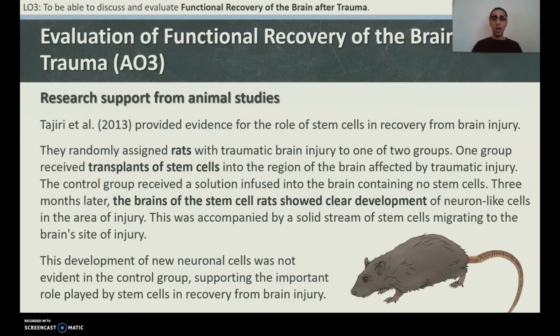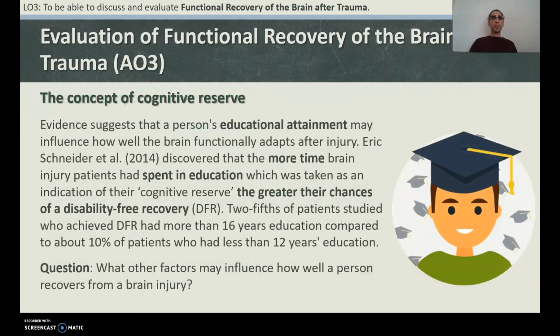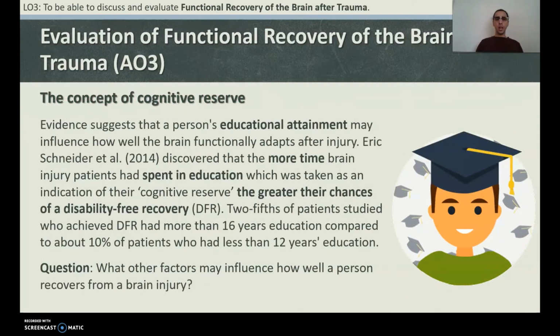Three months later, the brains of the stem cell rats showed clear development of neuron-like cells in the area of the injury. This was accompanied by a solid stream of stem cells migrating to the brain site of injury. This development of new neuronal cells was not evident in the control group, supporting the important role played by stem cells in recovery from brain injury. So, is this a strength or a weakness? This is a strength because it's supporting the idea that stem cells can help recover function in the brain after a trauma. The concept of cognitive reserve.